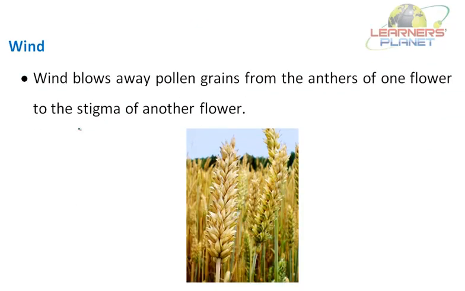Students, wind blows away pollen grains from the anthers of one flower to the stigma of another flower. So basically, such flowers are small. Like here you can see a beautiful picture of a wheat plant. So pollination by wind occurs in wheat as well as in other plants too.